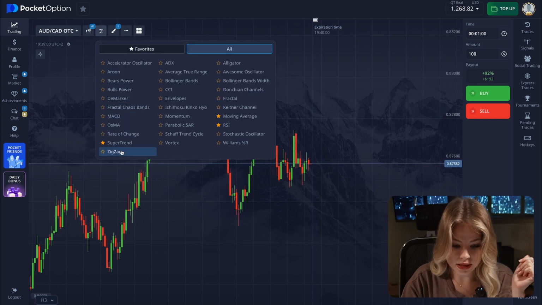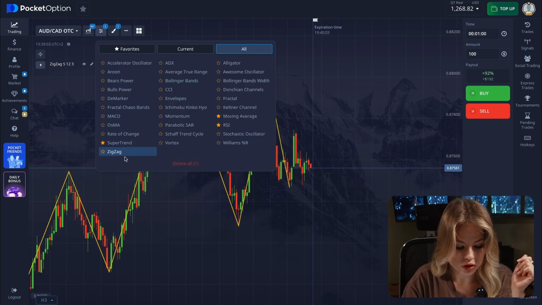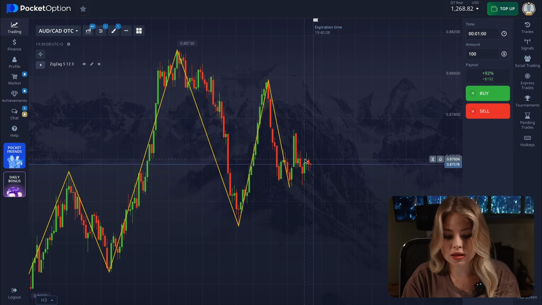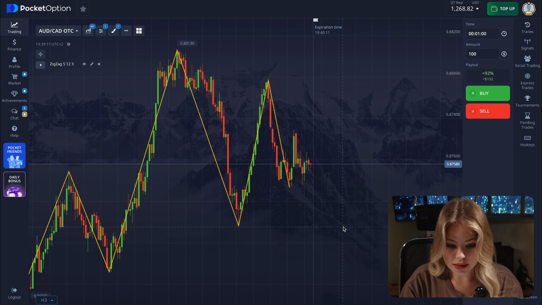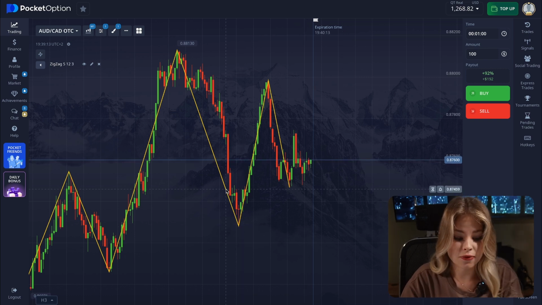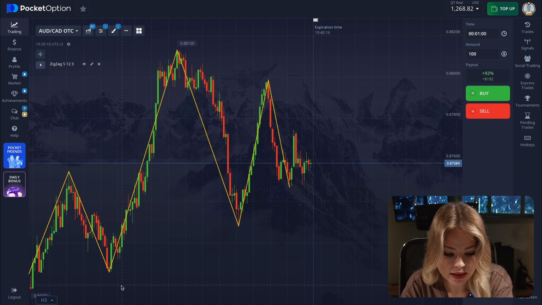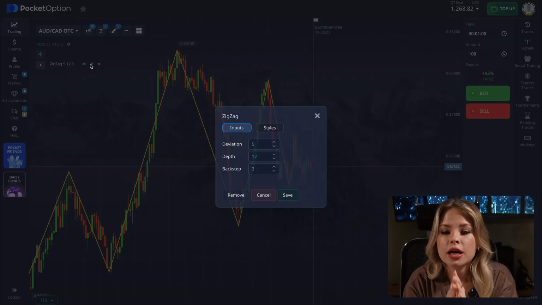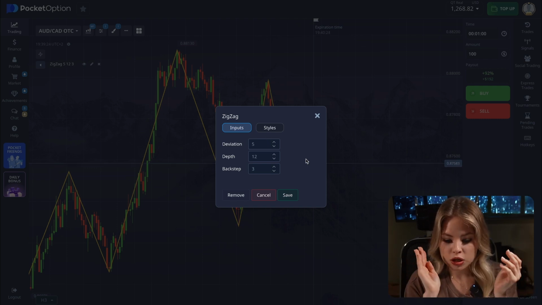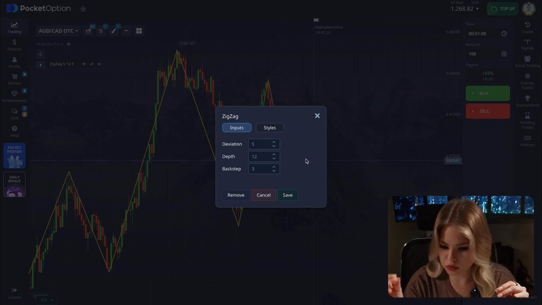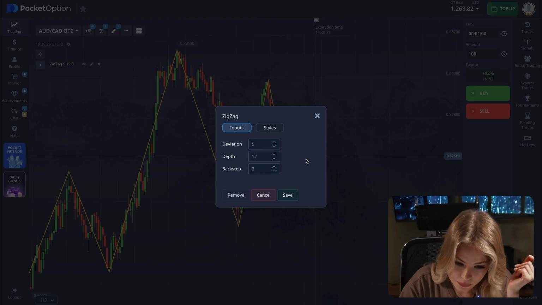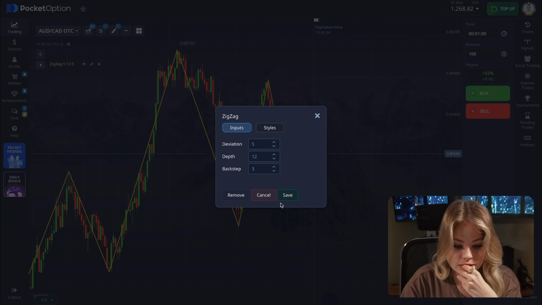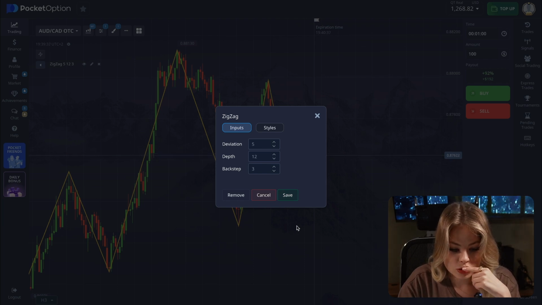So now you see that this indicator looks like just a lot of triangles. Well, this indicator, of course, like others, has settings. It has in general three different fields: deviation, depth, and backstep. Okay, the deviation is the minimum price change, in percents or points, required to plot a new segment. So higher values mean more smoothed, large scale swings only. Here, basically, we have 5 in this field.